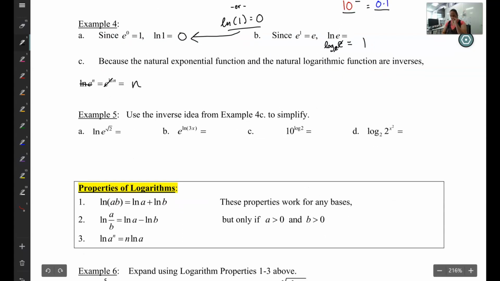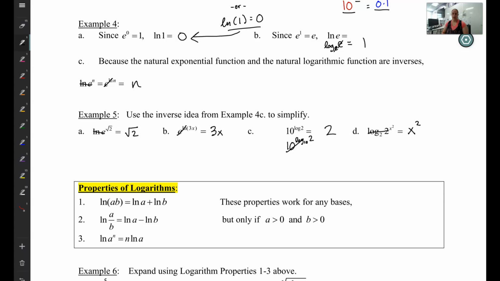Okay, last example. We want to use this inverse idea to simplify these. Well, ln and e are inverses, they cancel out, we're left with root 2. E and ln are inverses, they cancel out, we're left with 3x. This one, I'm going to rewrite that log base 10 of 2. So the 10 and the log base 10 cancel out, we're left with 2. So as long as that base and the input is the same, they cancel out, left with x squared.